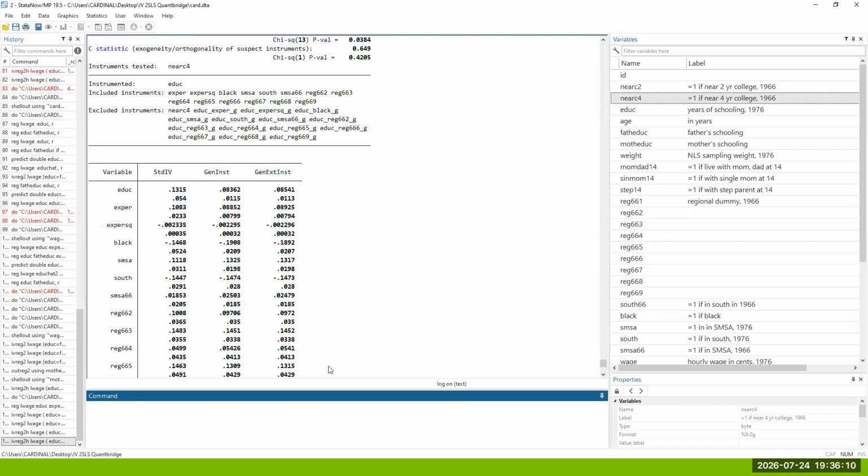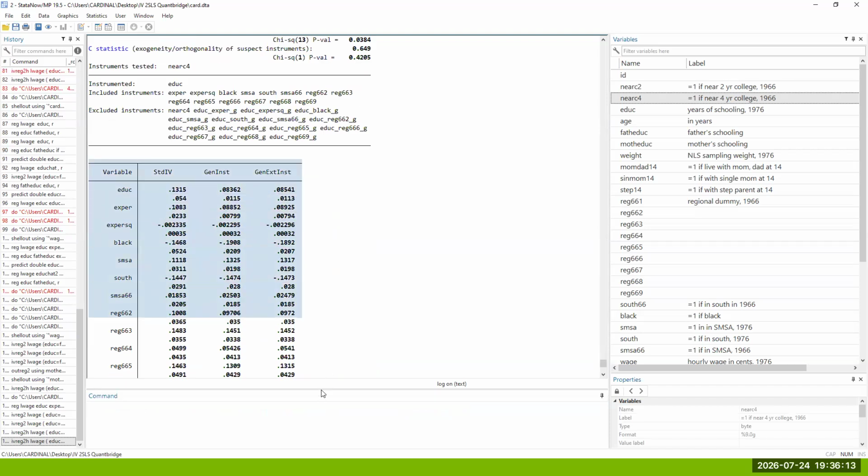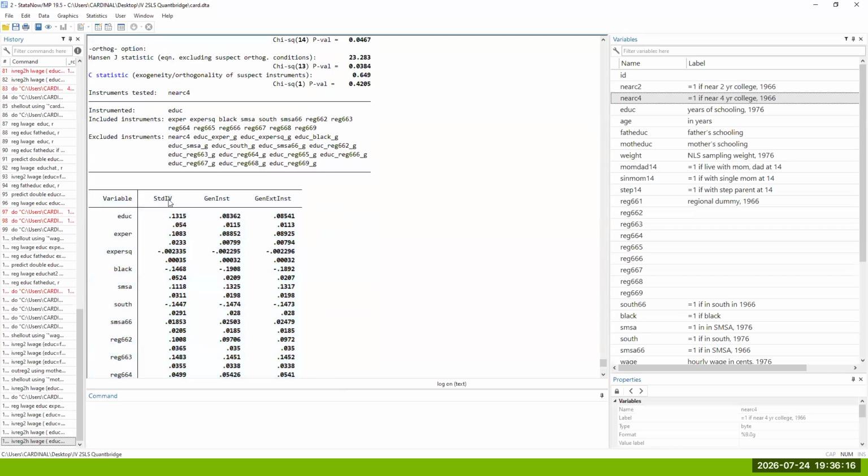The good thing about this is it reports this table for you very beautifully. It tells you that the standard two-stage least squares result is here. The internal instrument is here. And the one that uses both internal and external instruments is also here. So see the comparison. The standard IV has 0.1315. Internal only instrument is 0.08362. Internal and external instrument has 0.08541.